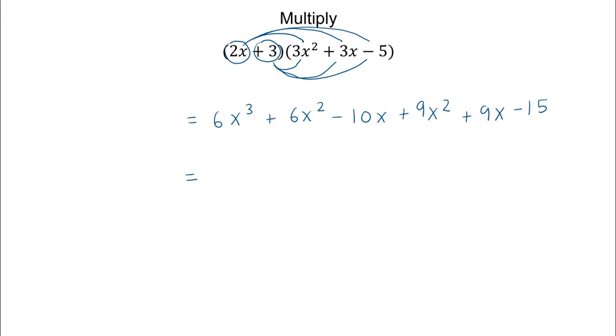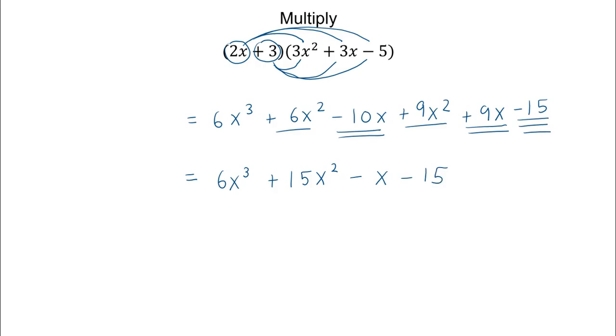The only x cubed term that I have is the 6x cubed. I do see that I have a plus 6x squared and a plus 9x squared. That gives me plus 15x squared. Then we notice that we have a minus 10x and a plus 9x. That gives us minus x. And then the only constant that we have is minus 15. So the final multiplication here, once we've combined all of our like terms, is 6x cubed plus 15x squared minus x minus 15.